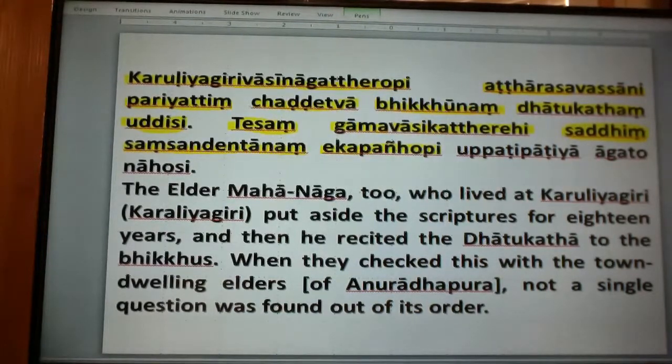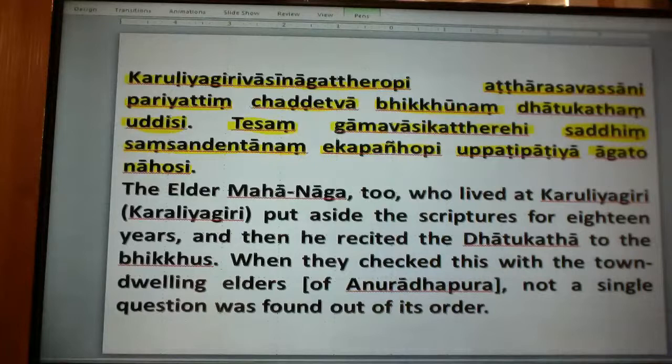Eka Pannopi: Eka means one, Panna is a question. Eka Pannopi means even one question. Uddesa Vidhiya means order, the order of the chanting, the order of the recitation. Agato Nahosi: Agato means coming, Nahosi means not. It means they did not find a single question about its order of the chanting.